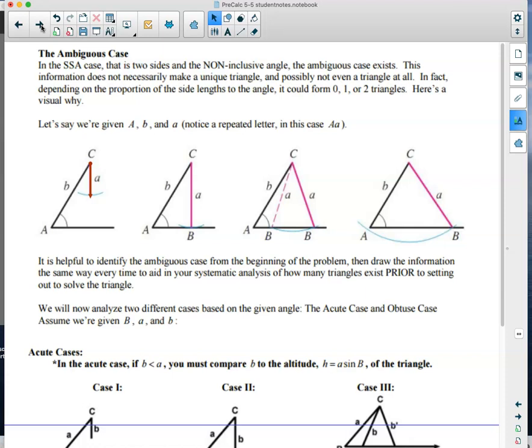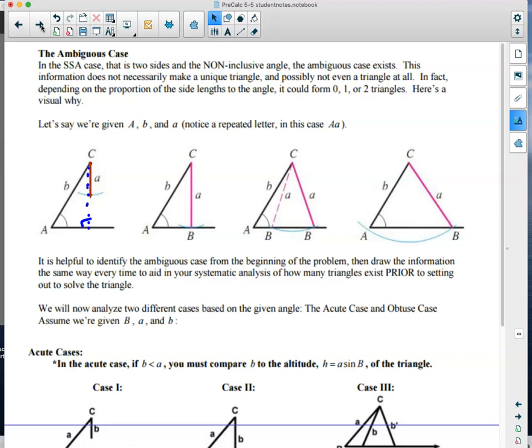Now we need to set those up that way every single time, because then there's an easy way to tell whether or not you're going to get no triangles, one triangle, or two triangles. So here's how it works. They give us these side lengths, we put them on here, and we see the side length for A. Now if the side length for A isn't even long enough to reach the bottom of our triangle, that would be the height of the triangle or the altitude of the triangle, well then we can't form one.